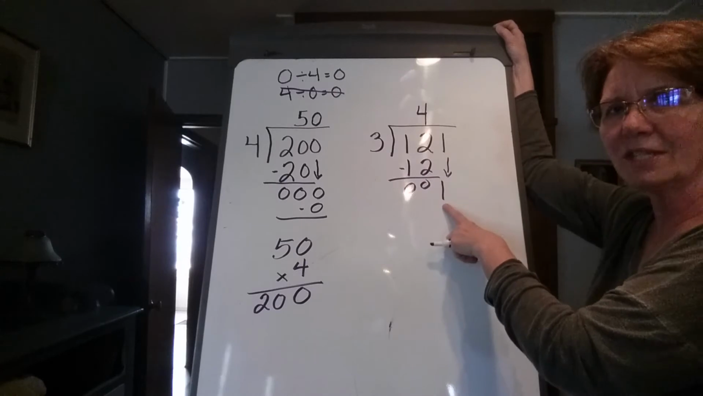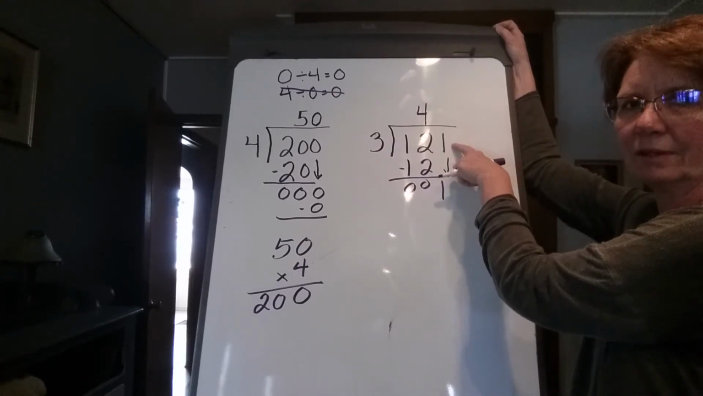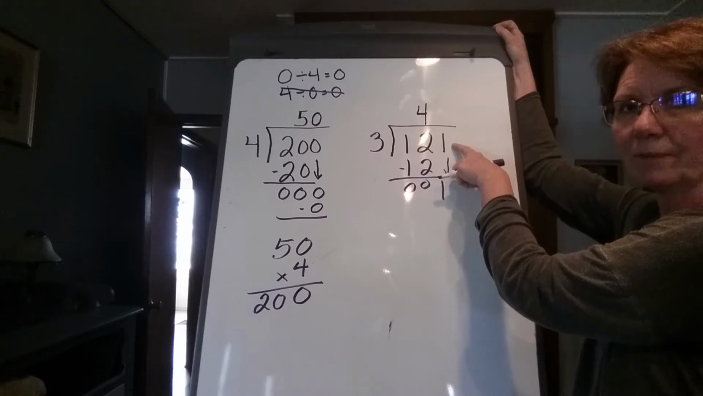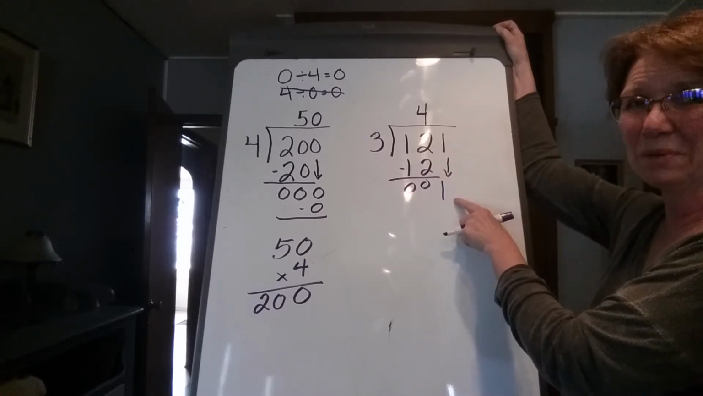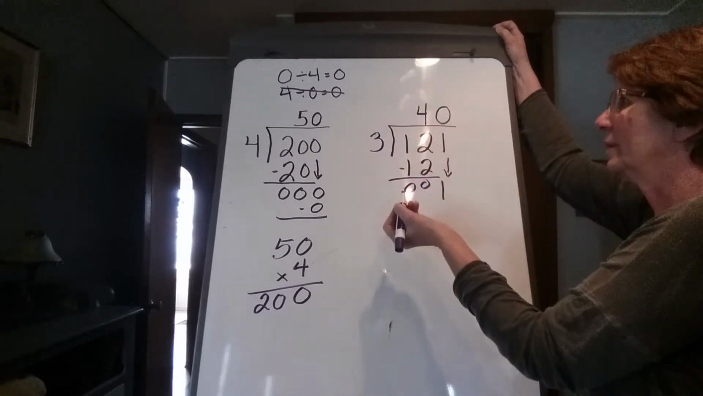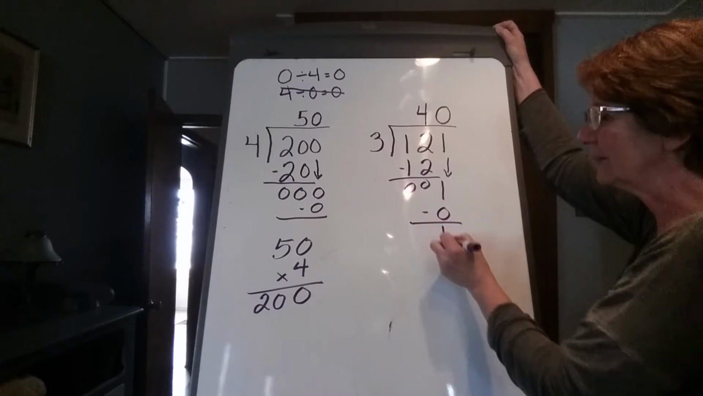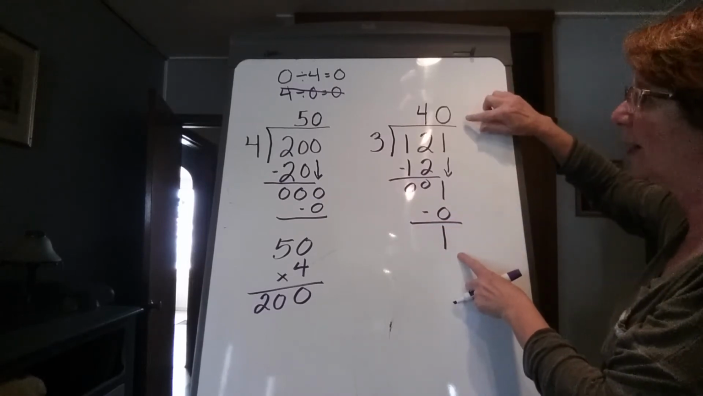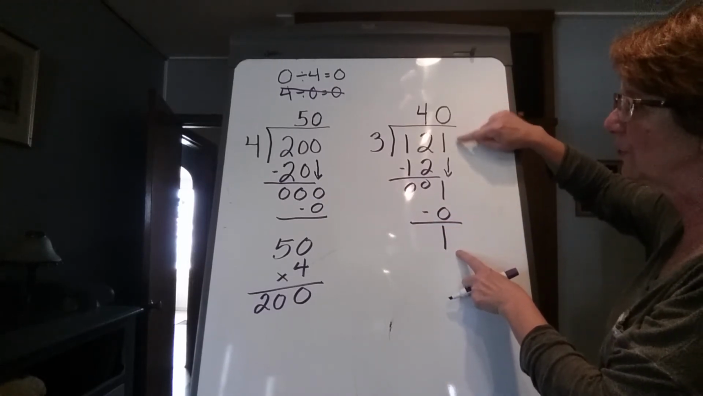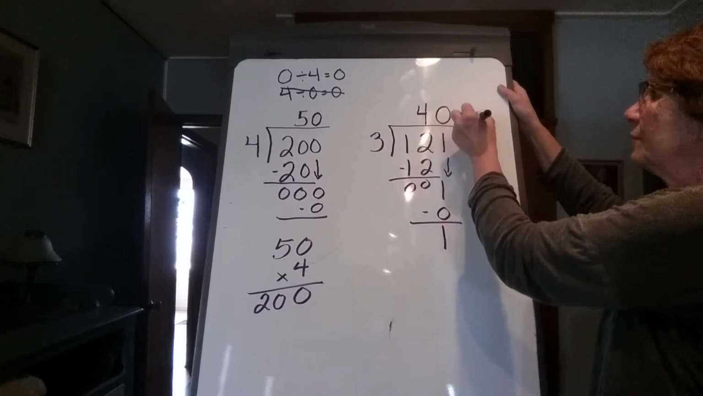Now, you can't just say remainder because you've got to fill this space here. This space needs something. So it goes into it 0 times. And 0 times 3 is 0. When you subtract, you still have that 1. But it's proper now because you filled this space. So you do have a remainder of 1.